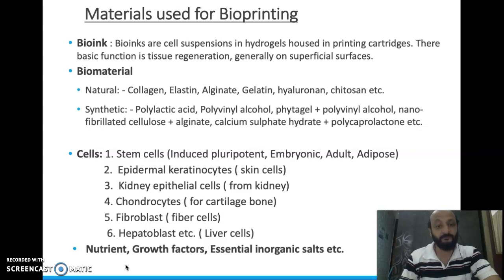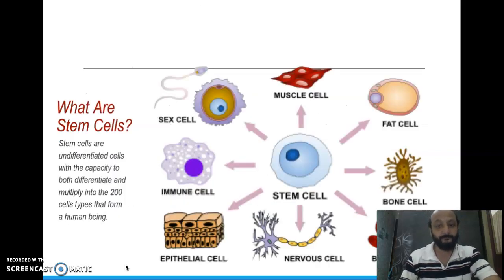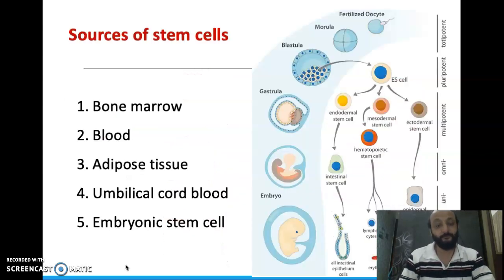Cells basically include stem cells, epidermal keratinocytes, kidney epithelial cells, chondrocytes for cartilage and bone, fibroblasts for fiber cells, and hepatoblasts for liver cells. So what are stem cells? Stem cells can generate different types of cells like muscle cells, fat cells, bone cells, blood cells, nervous cells, epithelial cells, immune cells, sex cells, and many more. Sources of stem cells: bone marrow, blood, adipose tissue, umbilical cord blood, and embryonic stem cells.